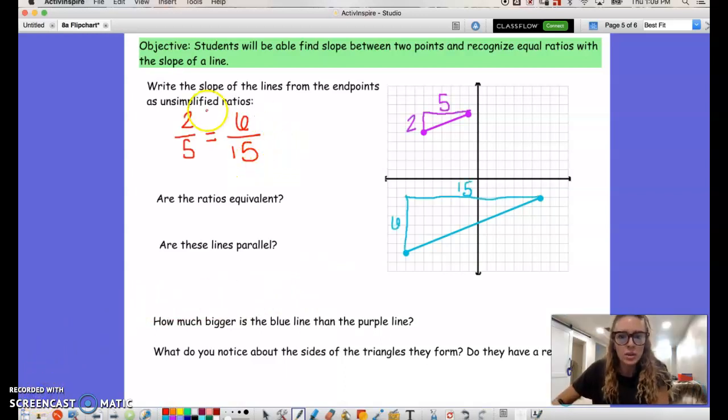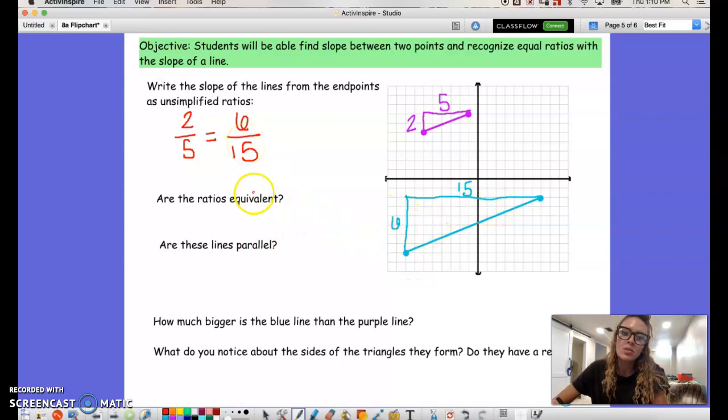All right, so here we are. We've got 2/5 and 6/15. So for the purple line, we went up 2 to the right 5, and for the blue line, we went up 6 to the right 15. So we've created these slope triangles, right? To represent the slope, we've created this triangle.